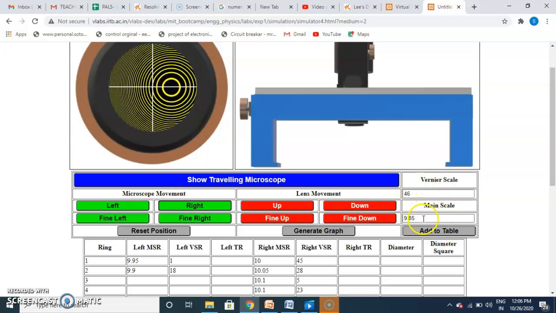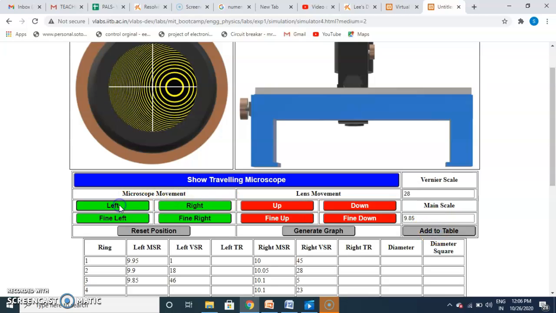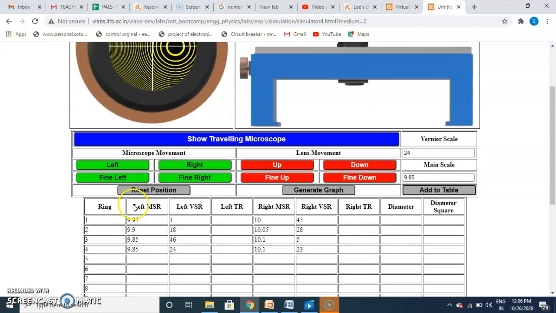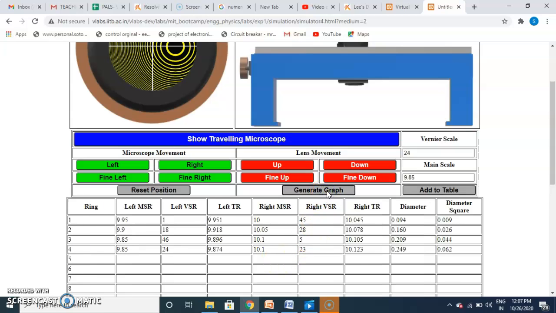Vernier scale 46, main scale 9.85, add to the table. Again to the next ring, vernier scale 24, main scale 9.85, add to the table. Now see, on the left you have certain readings, MSR and vernier scale, and on the right you have MSR and VSR. Now generate graph.